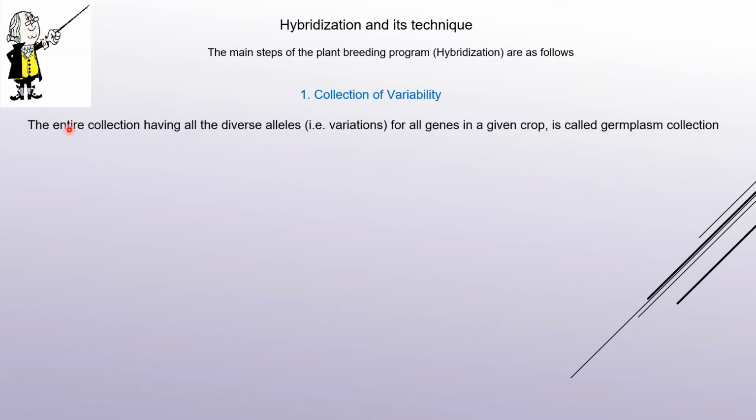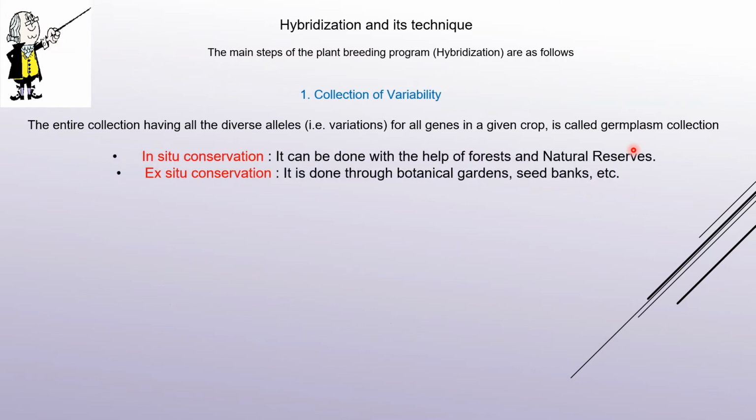The entire collection having all the diverse alleles, that is the variations for all the genes in a given crop, is called germplasm collection. Very important word, that is germplasm collection. Now this can be done in two ways. One is in situ conservation, another is ex situ conservation.